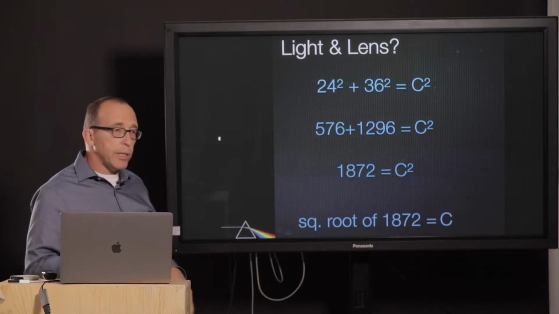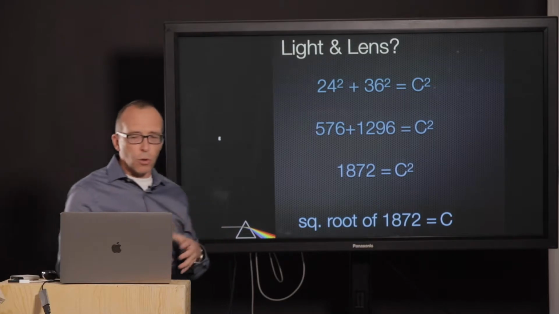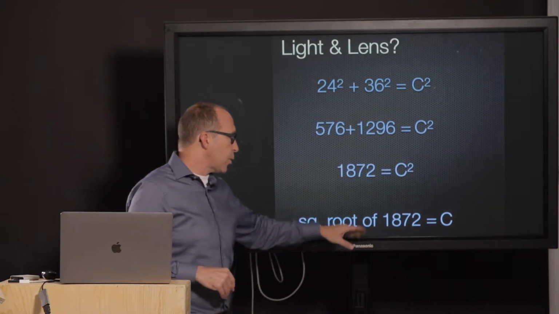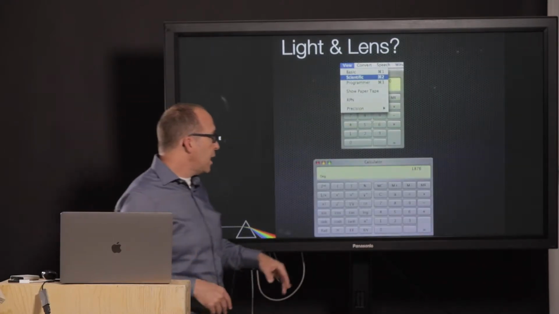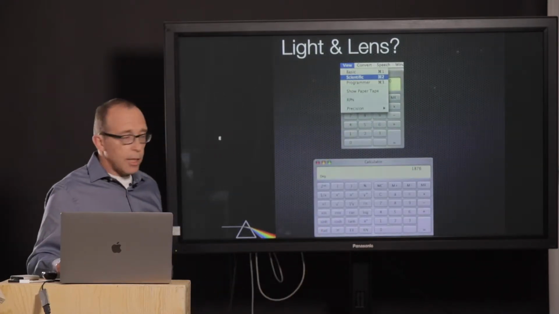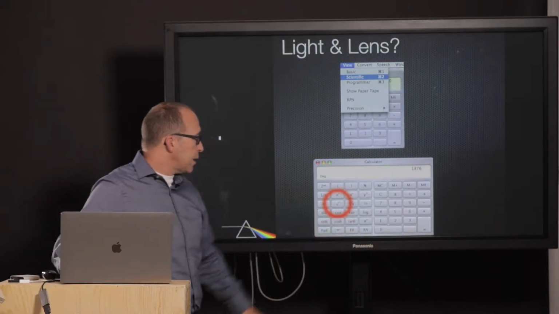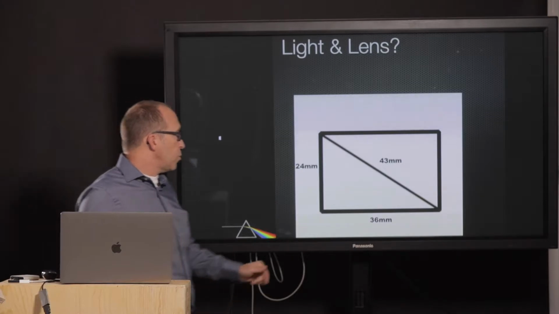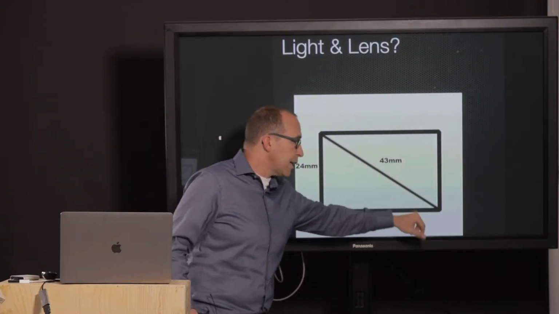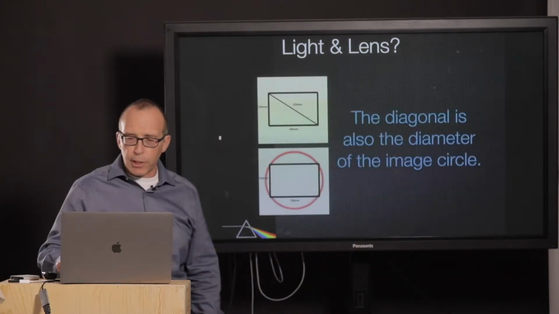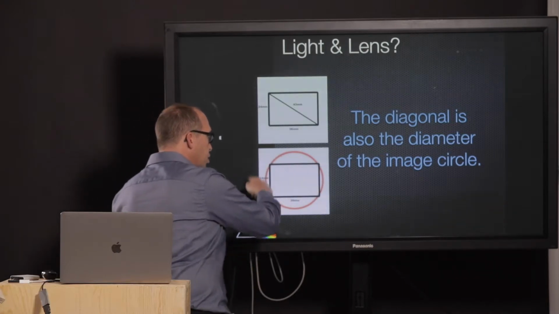Well, that means that if we want to get C by itself, which is that diagonal, that's our whole goal here, then we have to find the square root of 1,872. So let's go back to the calculator, punch in that number, and there's the square root button right there. You just click on it, and voila, it gives us the number 43, and that diagonal is 43 millimeters. So that is the diameter of that image circle.